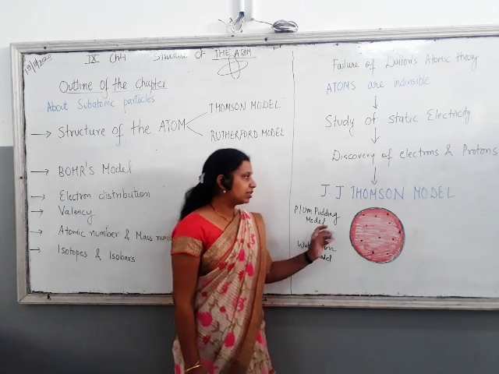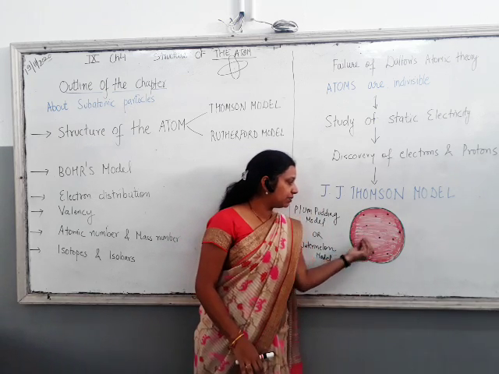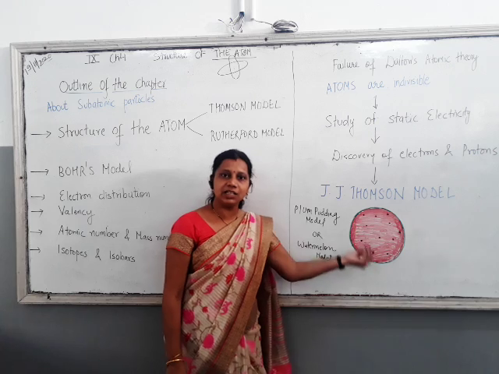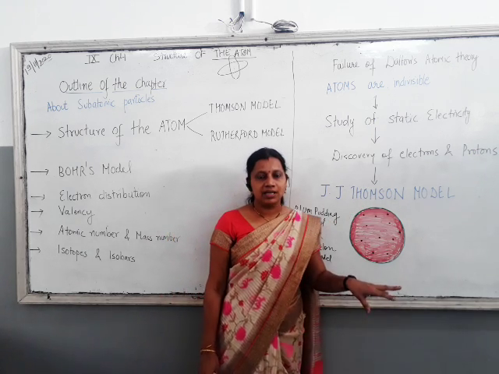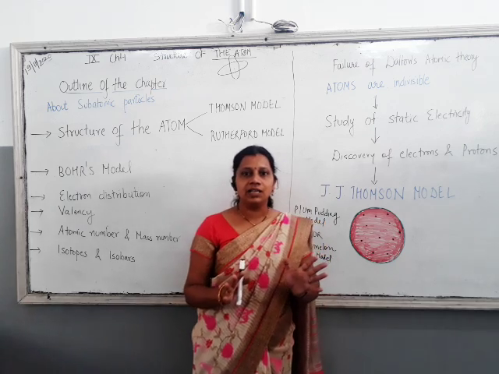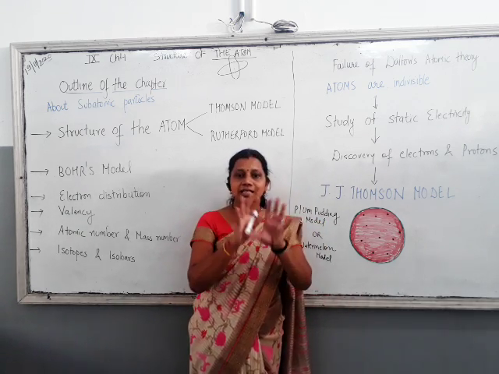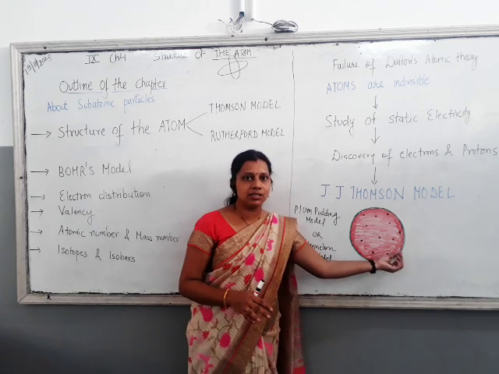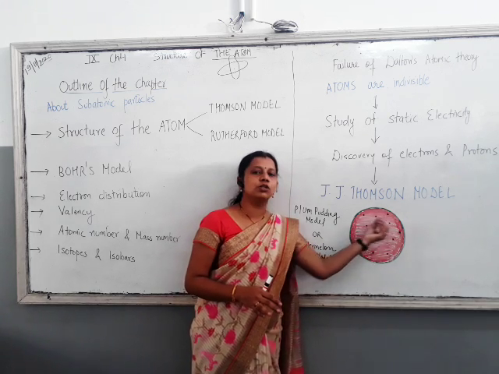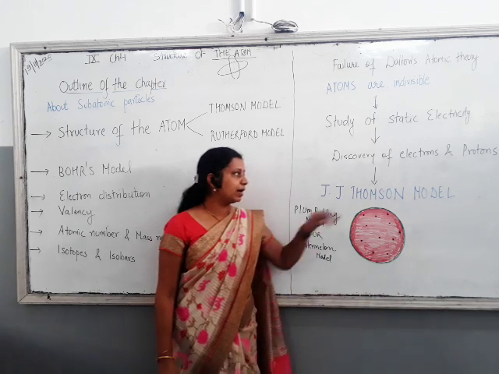So what he said is, the structure of the atom is such that the space everywhere is filled with positive charge, that is protons, and in between them you have electrons, distributed in such a way that the number of electrons is equal to the number of protons. So as a whole, the system is neutral. If you have 5 electrons, then the positive charge is also 5, so they cancel each other. This is the model given by J.J. Thomson.